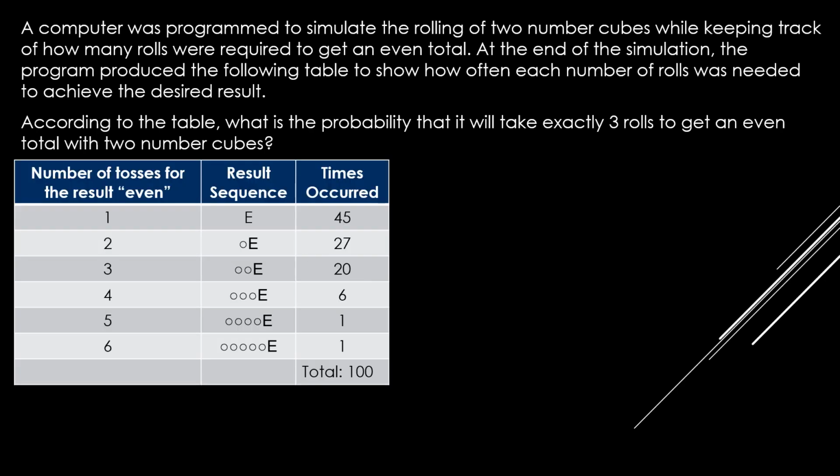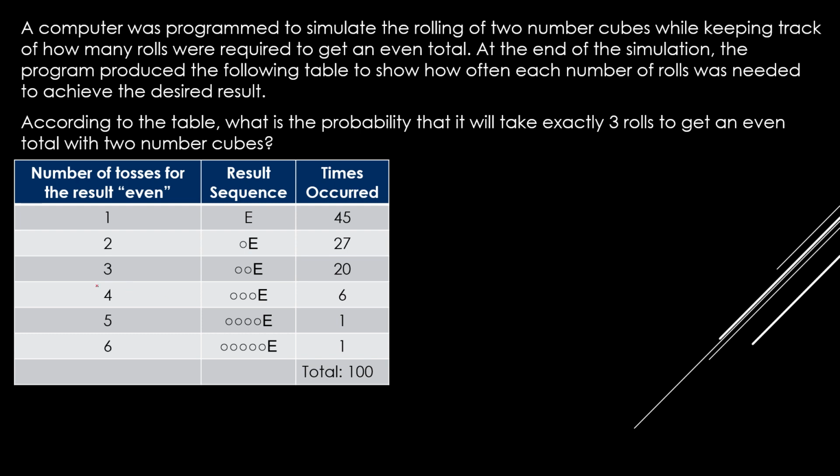Okay, so our first question says that we have a computer that is programmed to simulate rolling 2 dice while keeping track of how many rolls were required to get an even total. At the end of the simulation, the program produced the following table to show how often each number of rolls was needed to achieve the desired result. So according to this table, what is the probability that it will take exactly 3 rolls to get an even number with 2 dice? So we want to know exactly 3, right?